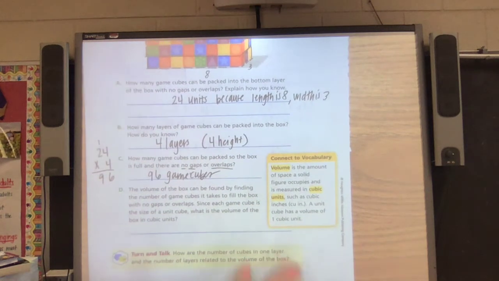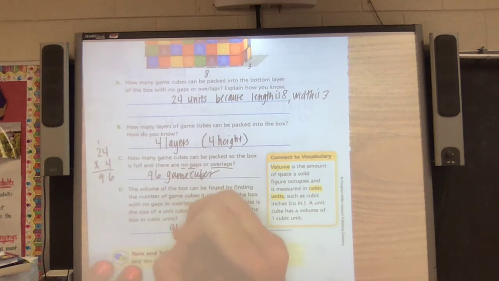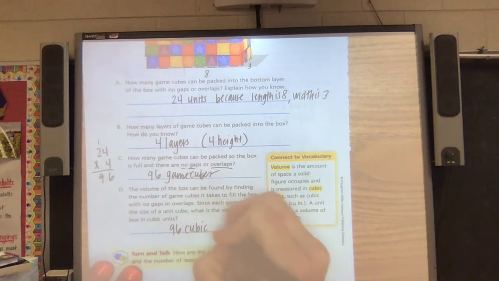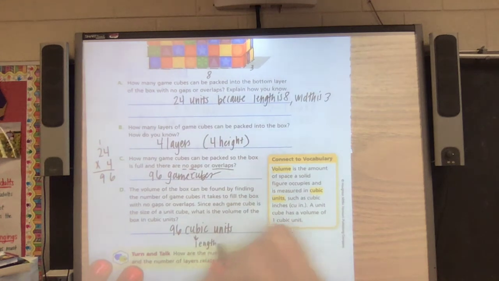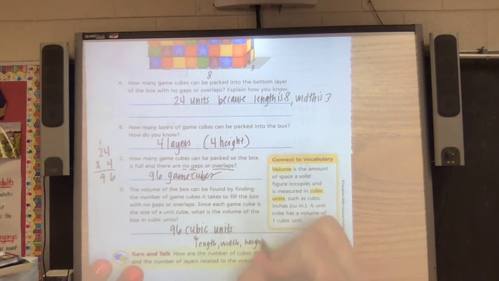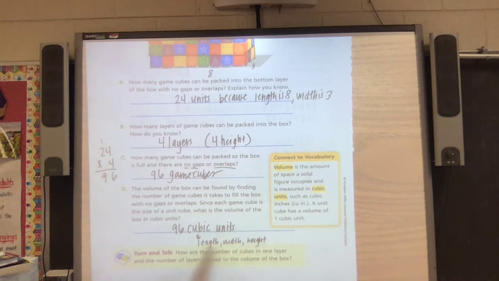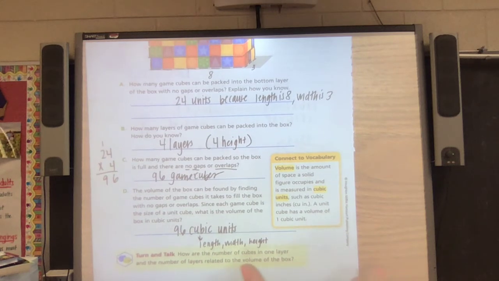Now, the volume of the box can be found by finding the number of game cubes it takes to fill it. Since each game cube is a unit, what is the volume? So the volume is 96 cubic units. Cubic means that length, width, and height. Because it has those 3 dimensions, cubic units. All right.